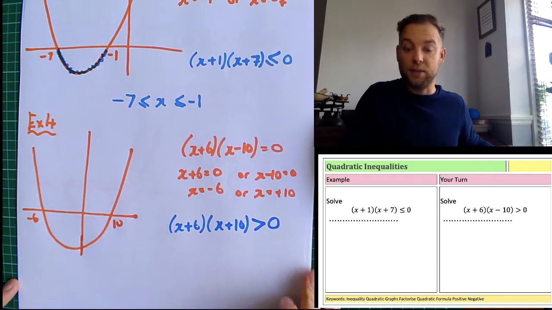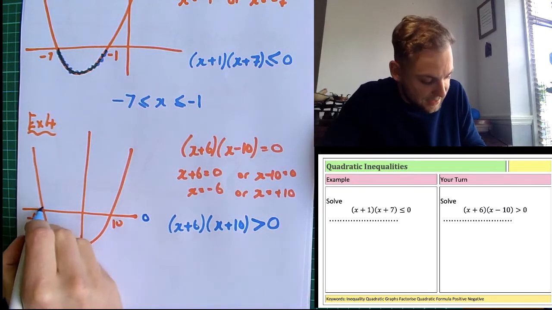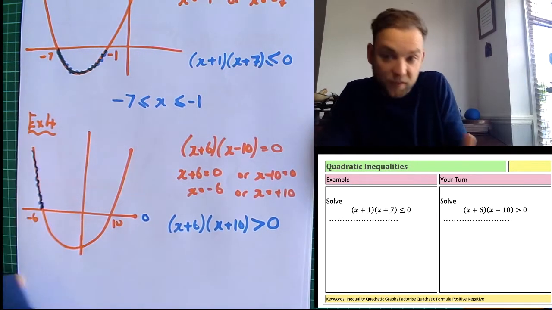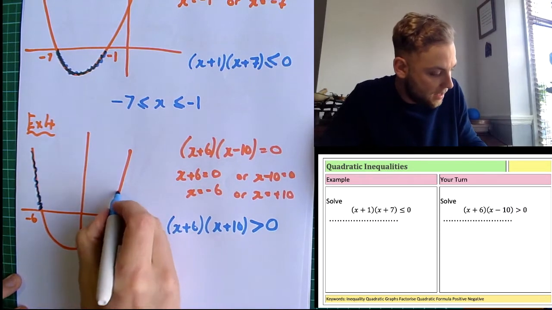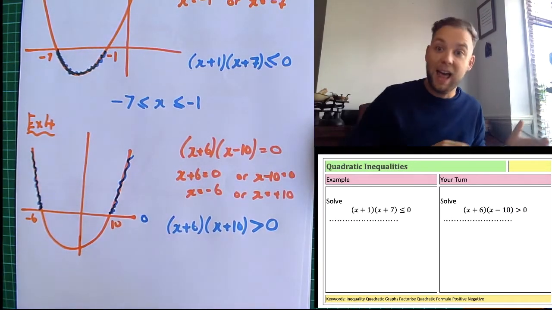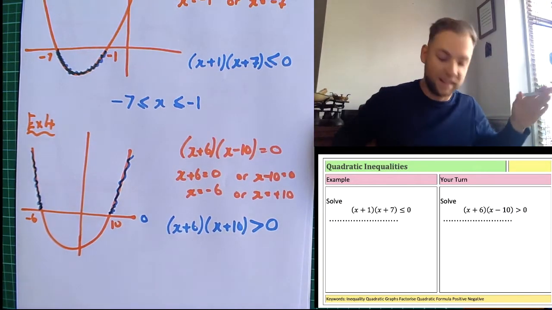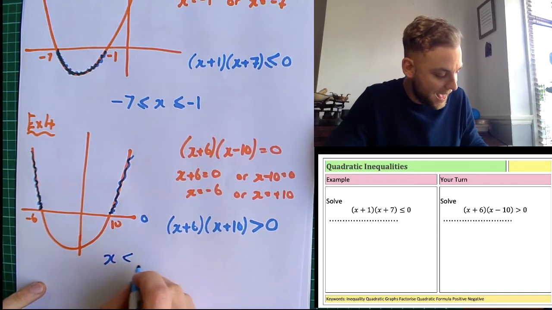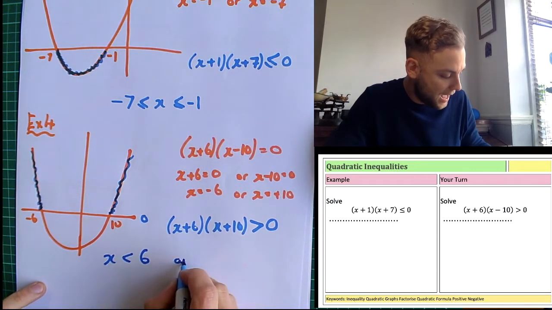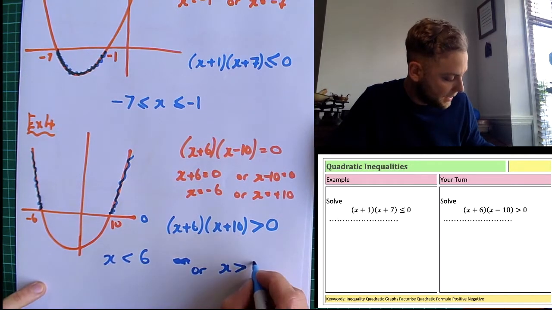So when we look at this, we're looking for when it's above 0 here, above that line. And in this case, it's going to be here, so everything this side, and here, so everything that side. Okay, so everything left and everything right, everything below -6 and everything above 10. So when x is less than -6 or x is greater than 10.